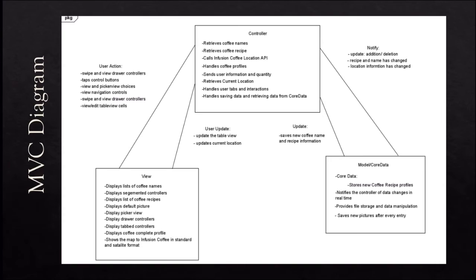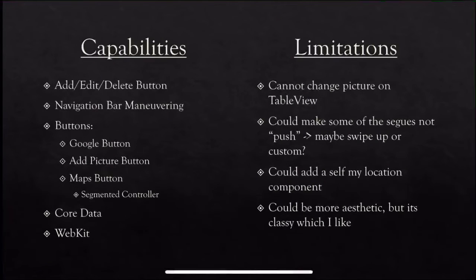So what can my app actually do, aka what are its capabilities? Well, you can view the preset table view cells, you can add a table view cell, you can delete a table view cell, you can edit a table view cell, and it has persistent data storage. So that's data storage implemented using core data.